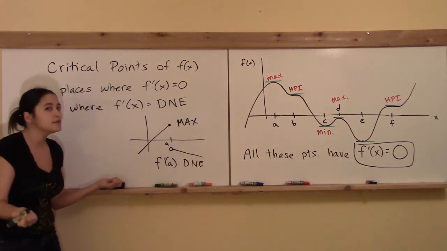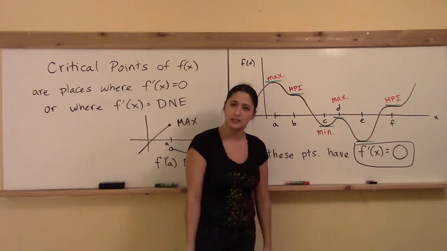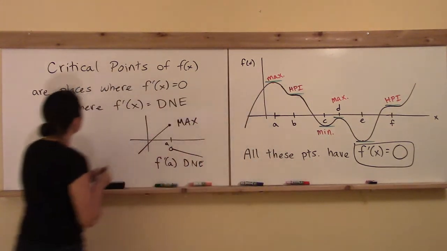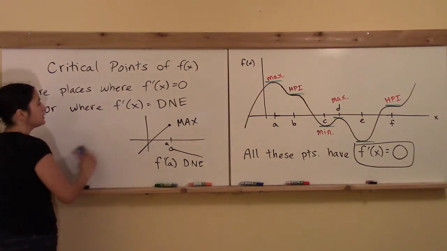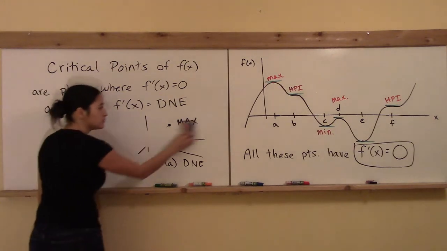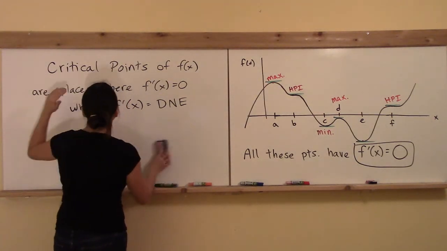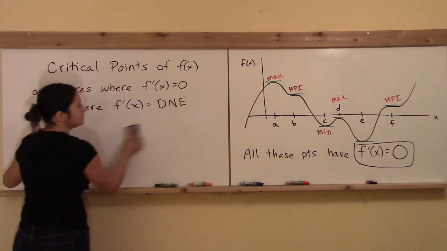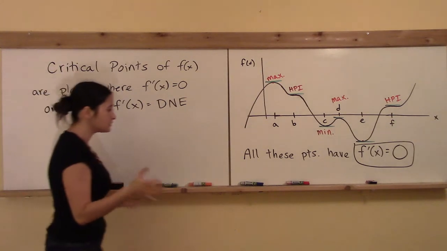So this is an example of a relative max. But we couldn't find this one using the fact that the derivative is 0 because the derivative does not exist. So that's why we have as a definition of critical points, places where the derivative is either equal to 0 or it does not exist. So this is going to serve as our definition of critical points, and then we can see them on the graph just like that. All right, so far so good.